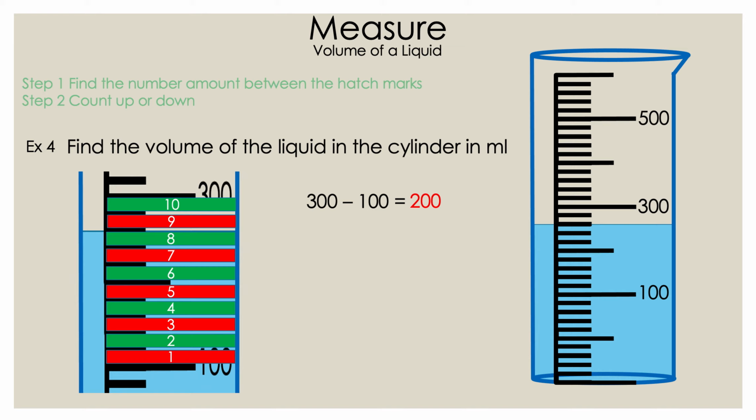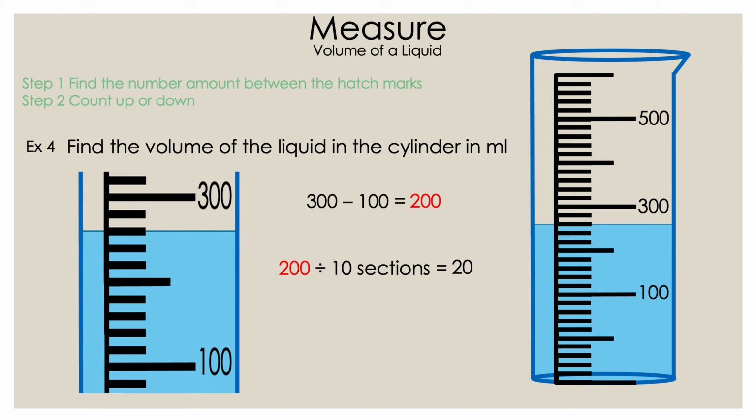We're going to use that 200 that we have from 300 minus 100 and divide it by the 10 sections. And 200 divided by the 10 sections gives us 20. Now we can start counting. We can either count up or count down, or you can find the middle between 300 and 100. In this case, we're going to count down. So 300 minus 20 is 280, and we go again and we get to 260. So your answer is 260 milliliters.